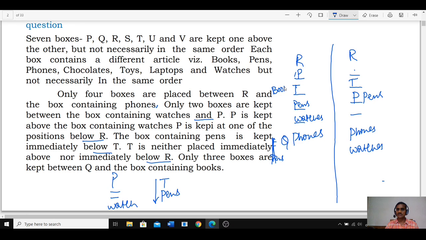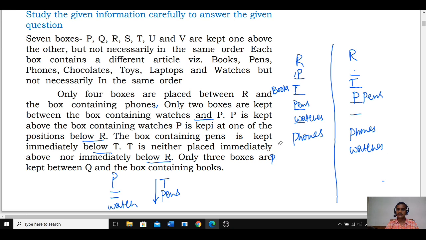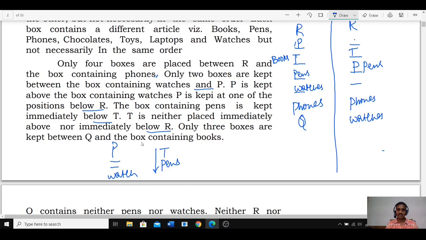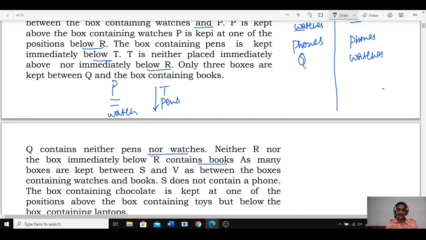Now books must be here. ఈ books is here. అప్పుడు Q ఎక్కడ ఉండాలి? Q must be below phones. Q is here below phone. 1 2 3 4 5 6 7, isn't it? 3 boxes between Q and books, and Q contains neither pens nor watches. ఈ రెండిట్లో ఉండకూడదు. కొన్ని ఇక్కడ ఉందో ఉంటే అప్పుడు R, neither R nor the box below R is containing books.